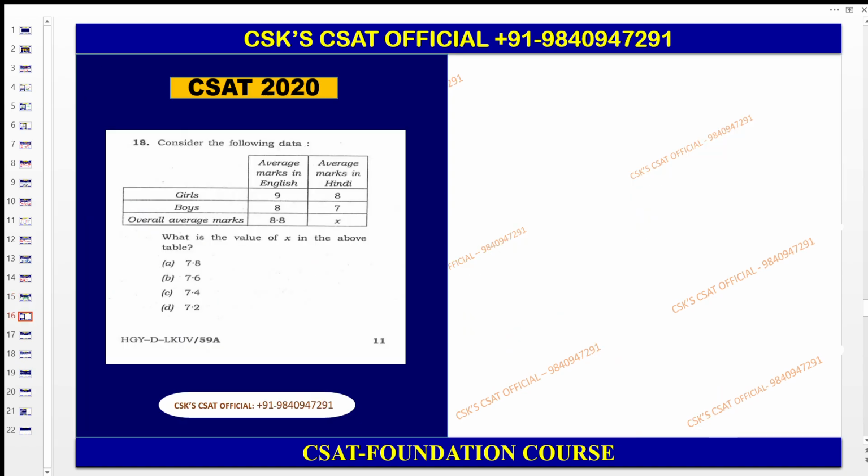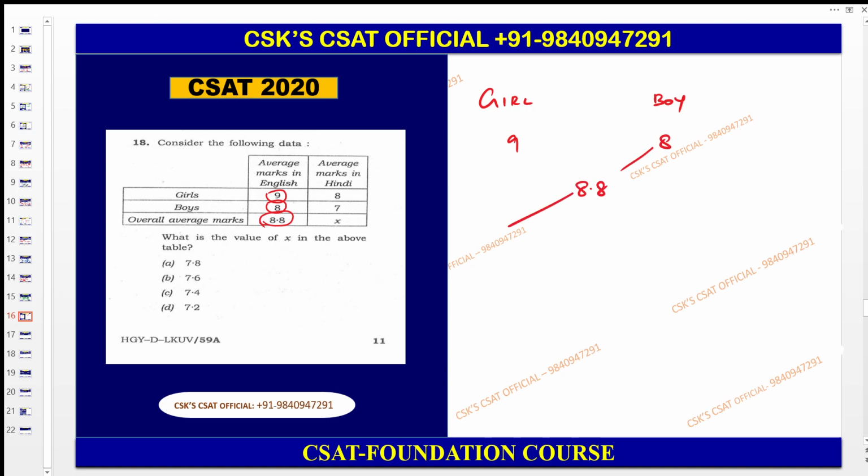Okay, wait. So next, this was asked in 2020. In your foundation class, I taught you the alligation and mixture topic. If you remember the alligation and mixture topic, then automatically you can solve this kind of question in a simple manner. Now listen very carefully. The data has been provided here: girls, boys, and the overall mean average. Simple here. Take it as girls, take it as boys. Now 9 for girls here, 8 for boys, and their overall mean has been provided.